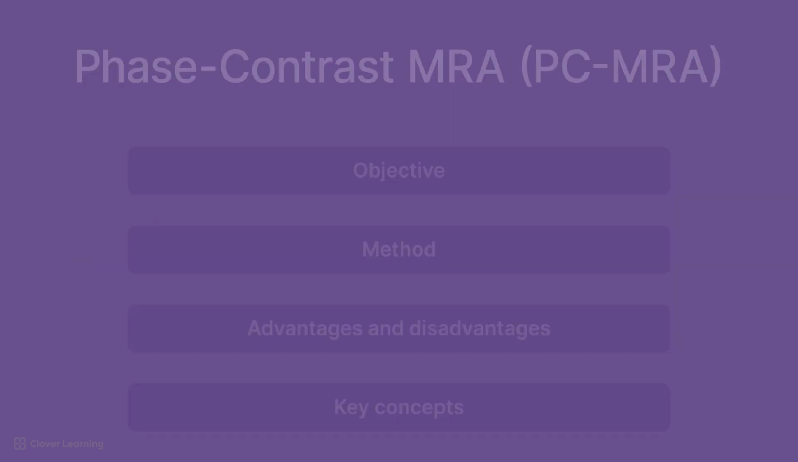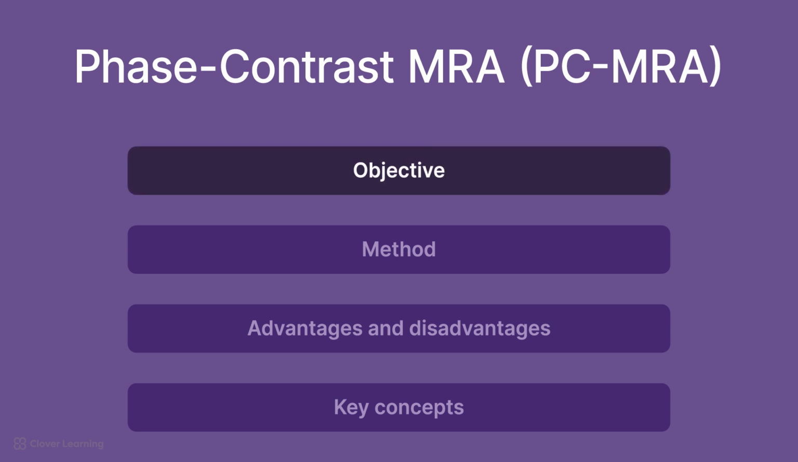vascular diseases. We will cover the objective of phase contrast MRA, the method to achieve it, its advantages and disadvantages, and key concepts such as velocity encoding, magnitude images, and subtraction.